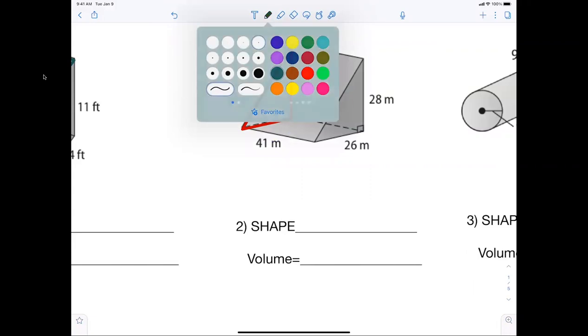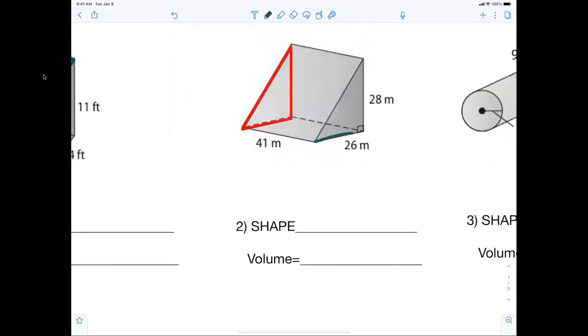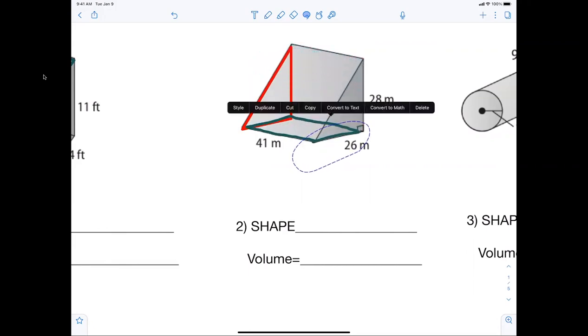Some kids mistake this right here as the base. But the reason I know that's not the base is because if I try to raise this up, is it parallel to anything on this side? No, it is not. That's why that is not the base. So what, does one of the triangles have to be the base? That's exactly correct. The base is the triangle, or the triangle is the base.